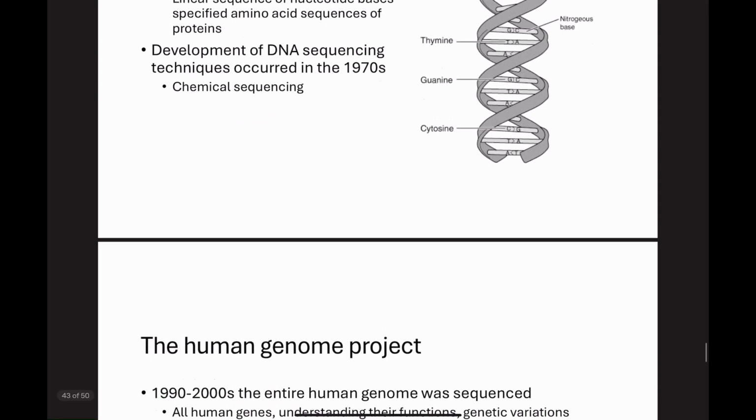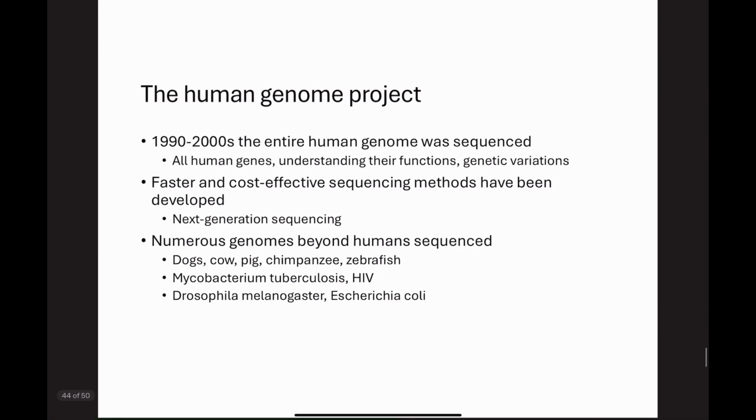Something else really important that happened was the Human Genome Project, which occurred between 1990 and the 2000s. The entire human genome was sequenced, and all of our genes led us to understanding their functions and the genetic variations that are found in them.